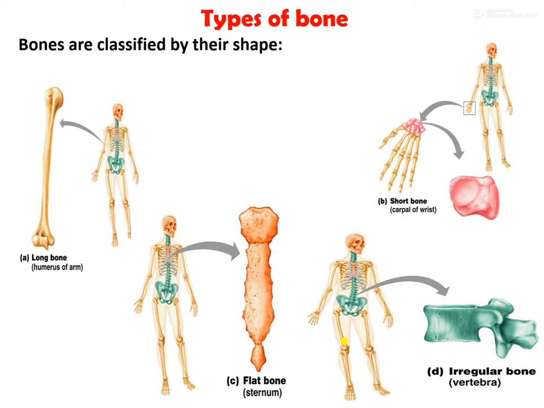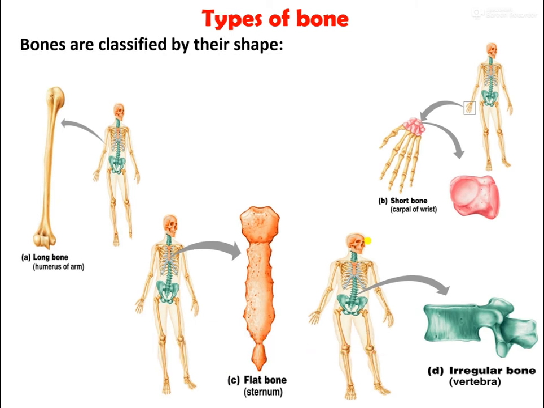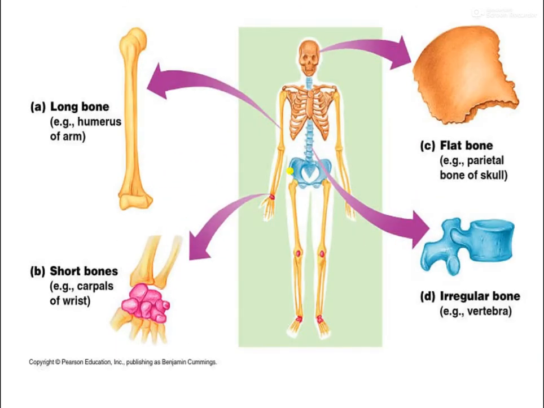These are the types of the bone. Long bone, example is the humerus of the arm. Short bone, example is the carpals. Flat bone, example is the bone of the skull. Irregular bone, example is the vertebra.